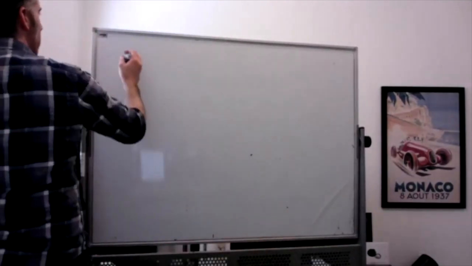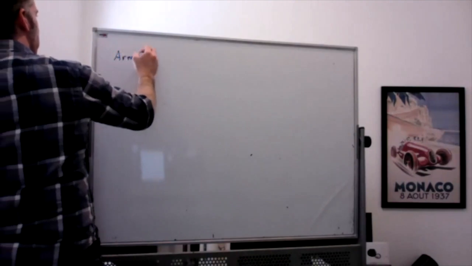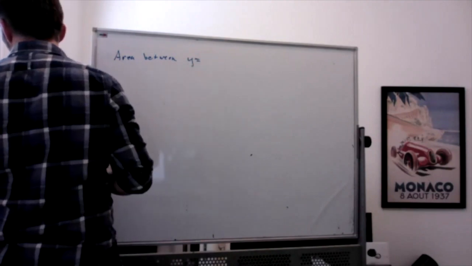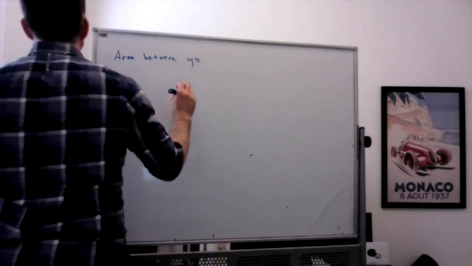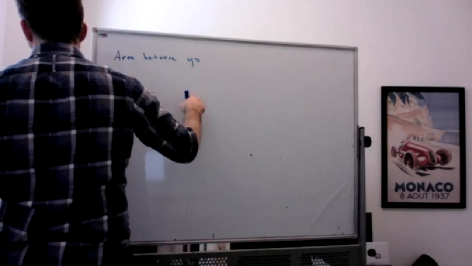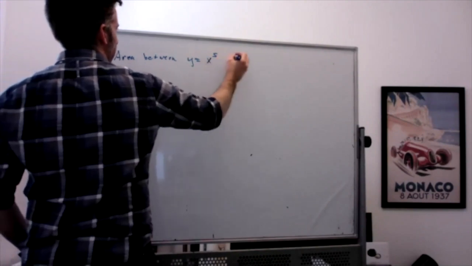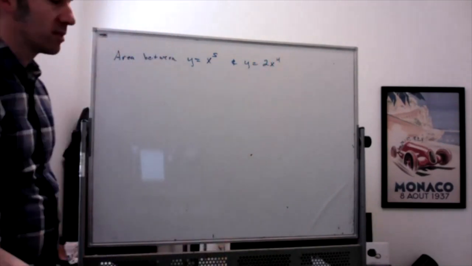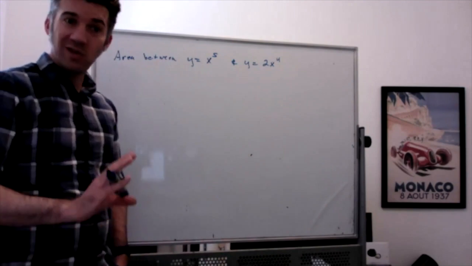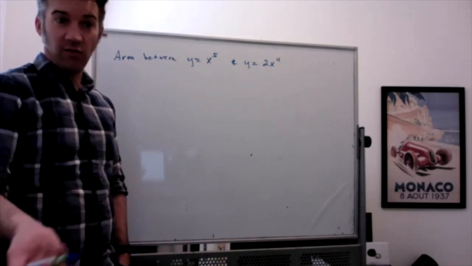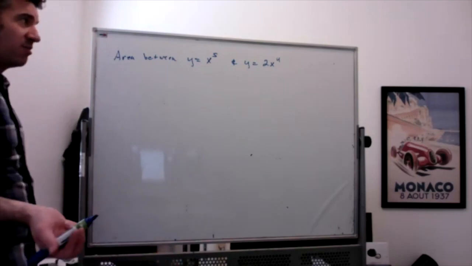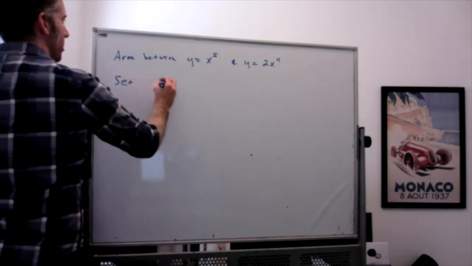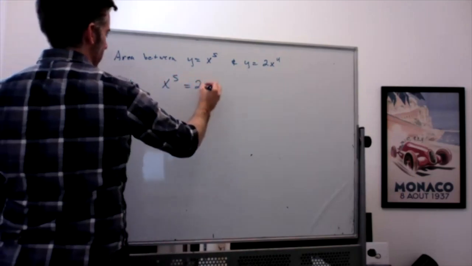Find the area between y equals x to the 5th and y equals 2x to the 4th. Often when it's just two functions, you can probably slide by without drawing it. So to find the area between two functions, I need to find where they intersect. So I'm going to set x to the 5th equal to 2x to the 4th.